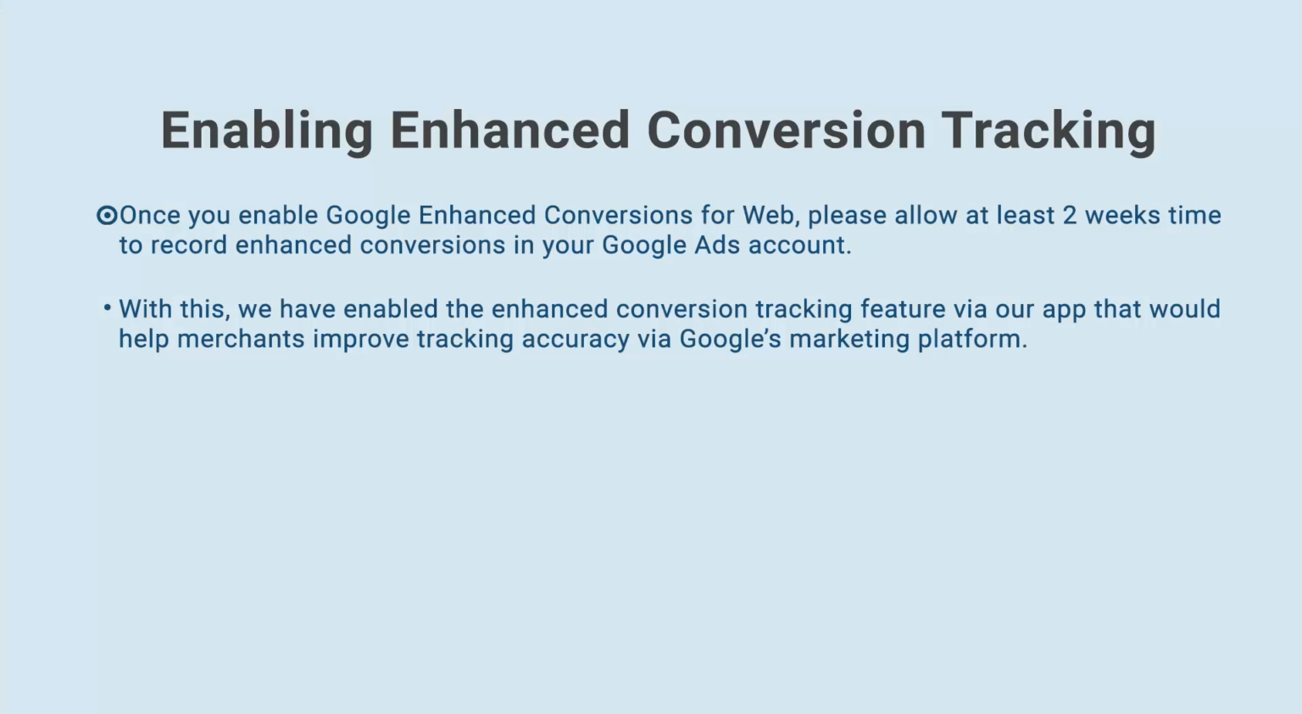Once you enable Google Enhanced Conversions for web, please allow at least 2 weeks' time to record enhanced conversions in your Google Ads account. With this, we have enabled the enhanced conversion tracking feature via our app that would help merchants improve the tracking accuracy via Google's marketing platform.